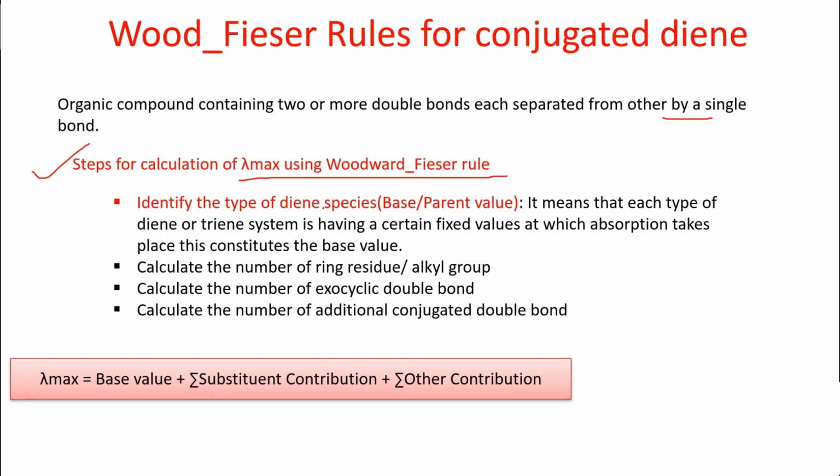First, we have to identify the diene species. That means every system which has a diene absorbs a fixed amount of lambda max, which is known as the parent value or base value. We have to find out what the system of diene is. After that, we have to calculate the number of ring residues or alkyl groups, the number of exocyclic double bonds, and the number of additional conjugated double bonds. So the overall lambda max, the absorption maximum of the molecule, is equal to the base value plus subsequent contribution plus other contribution.